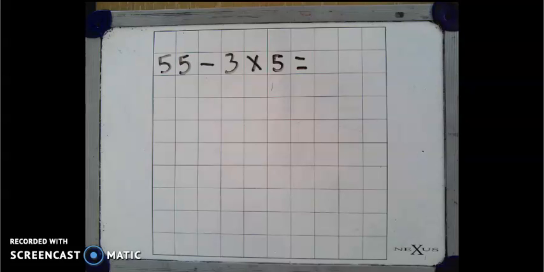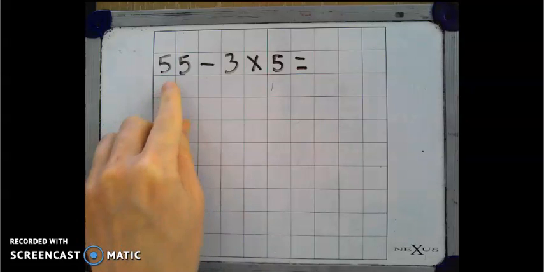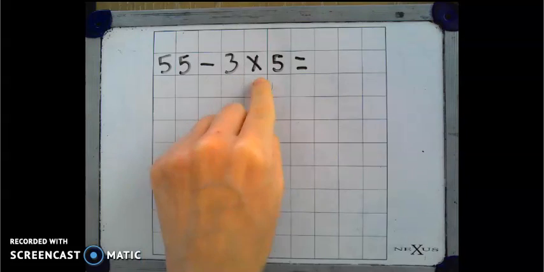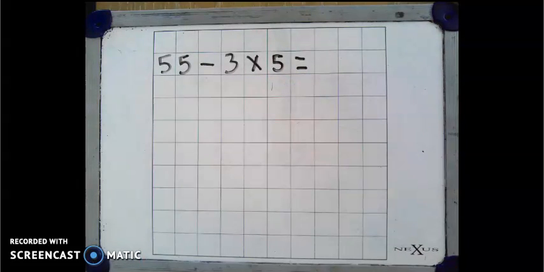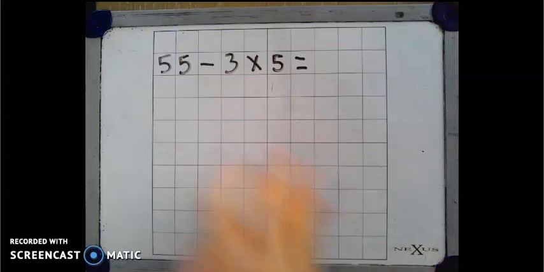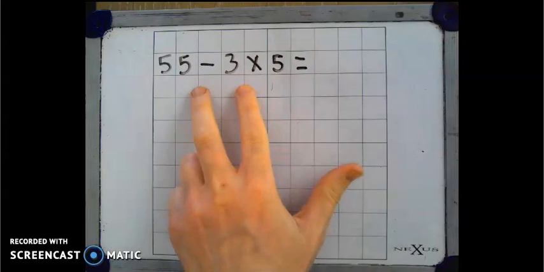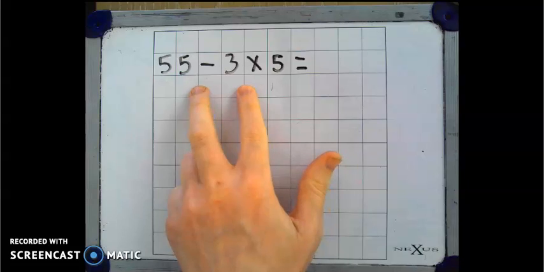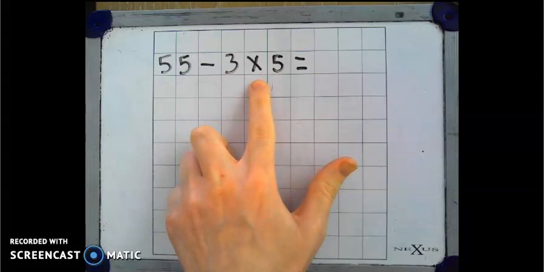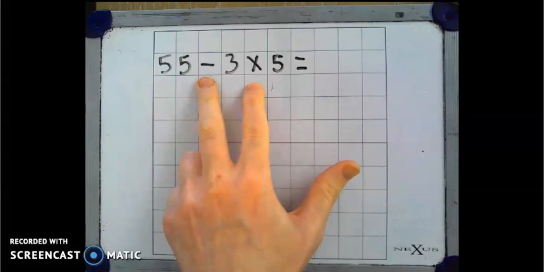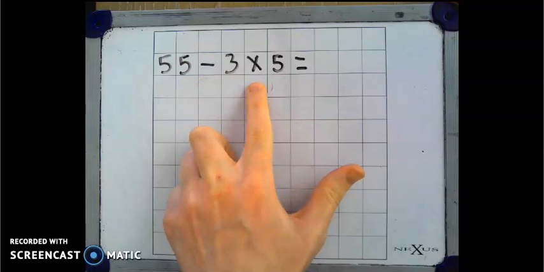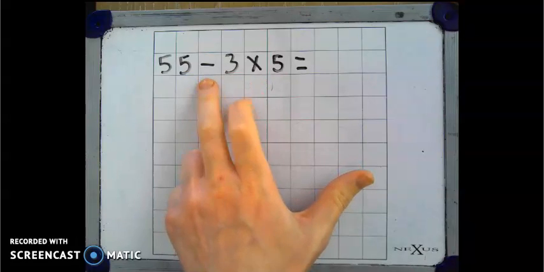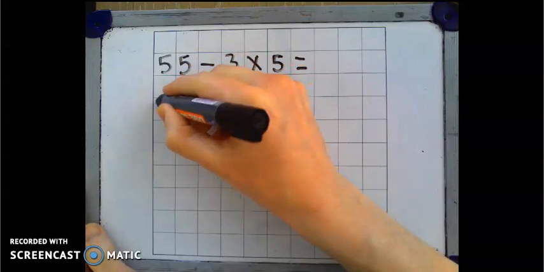Here's another calculation. This time we have 55 subtract 3 multiplied by 5. Let's remember BODMAS, the order of operations. Which of these two operations comes first? That's right, multiplication is solved before subtraction. The M in BODMAS comes before the S. So let's solve this part first.